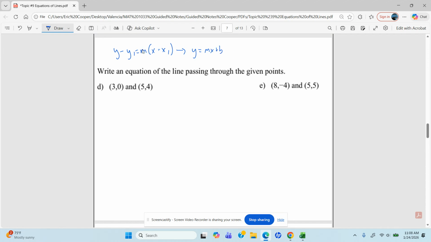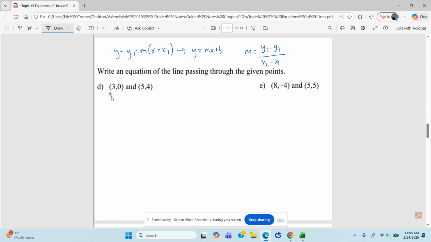But this time, they don't tell us the slope. So we have to remember our formula for slope. As long as we have 2 points, we could take the difference in the y's and the differences in the x and plug them in. So let's go through and try this.